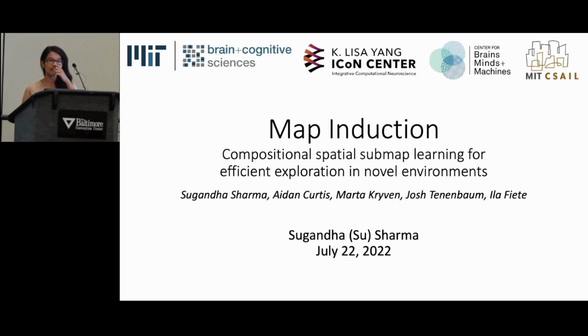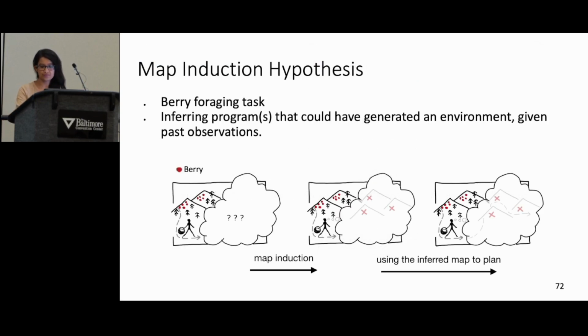And so we all know that humans are expert explorers and foragers. So when we go to new environments, say this convention center, we very efficiently explore and navigate these new environments. And so the question is, how do humans so efficiently explore new environments? And can we build artificial systems that can do the same?